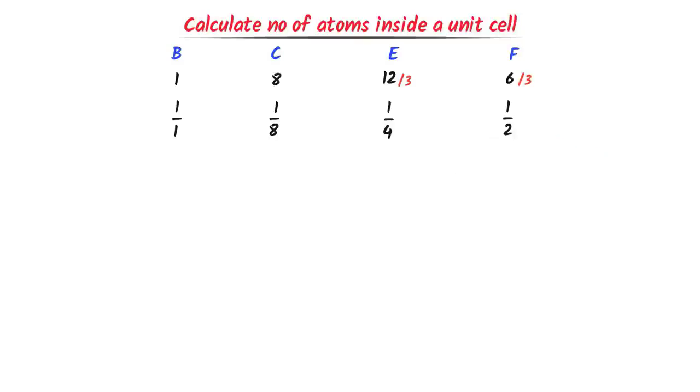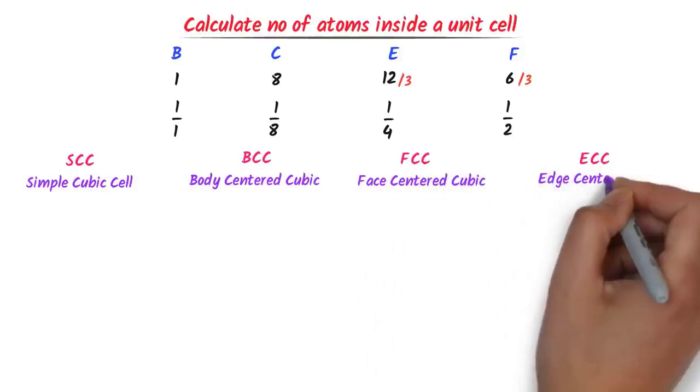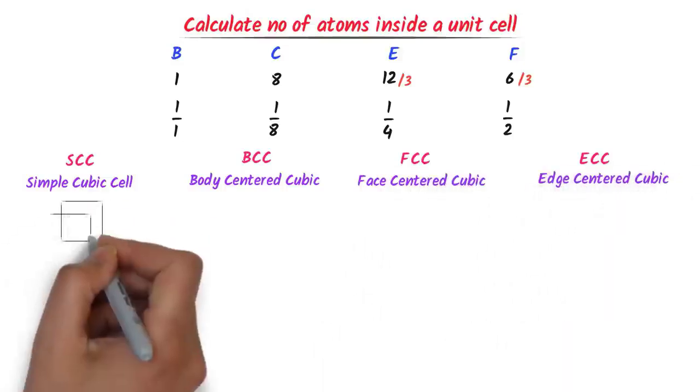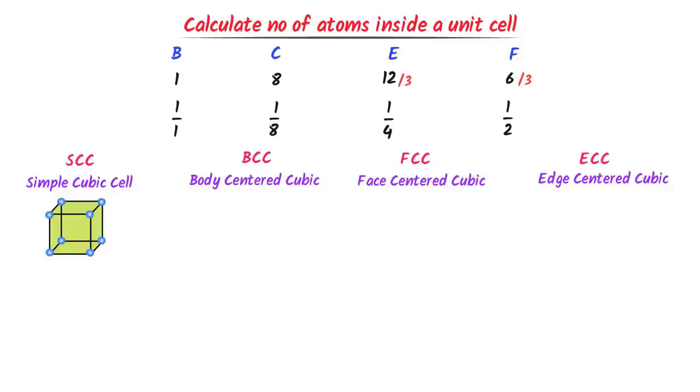We already know that there are 4 types of unit cells like SCC, BCC, FCC and ECC. SCC stands for simple cubic cell. Remember that it is also known as primitive unit cell. For example, its structure is like this. Atoms are only present at corners.